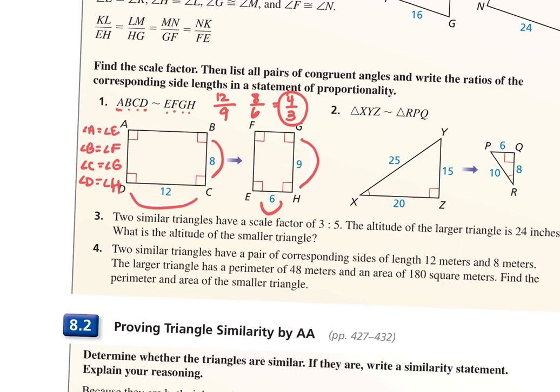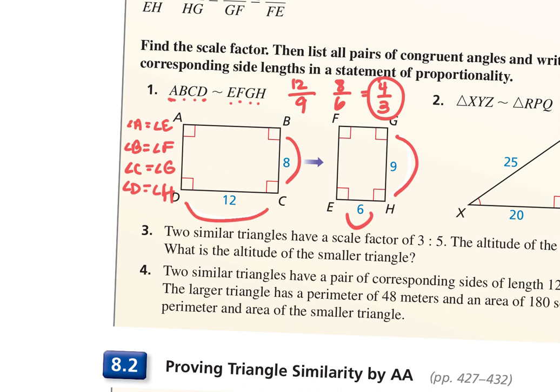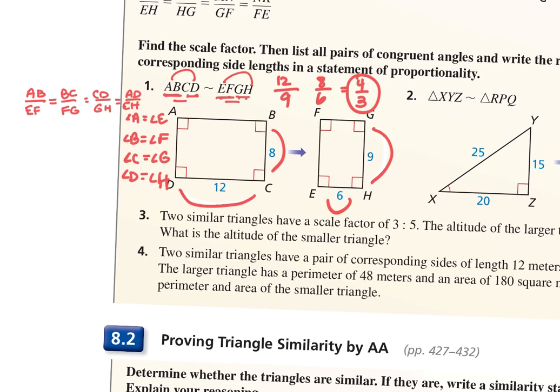And then it says, write the ratio of the corresponding side lengths in a statement of proportionality. So again, order is important. AB would go over EF. BC would go over FG. CD would go over GH, and AD would go over EH. That would be your statement of proportionality. This at the top is referred to as your statement of similarity. So if you see that, that's what that means.